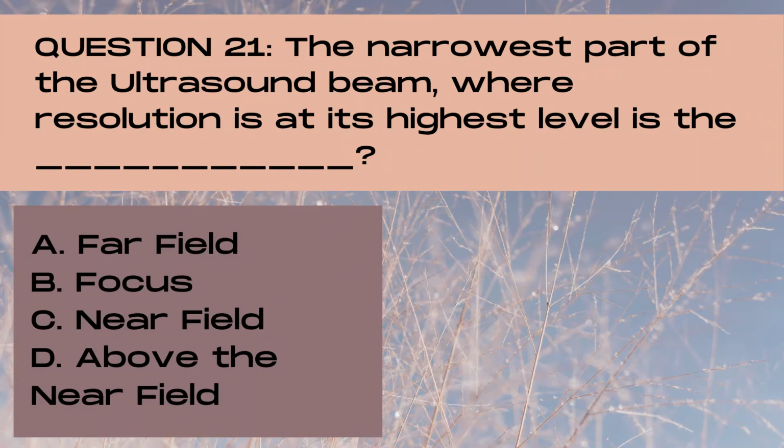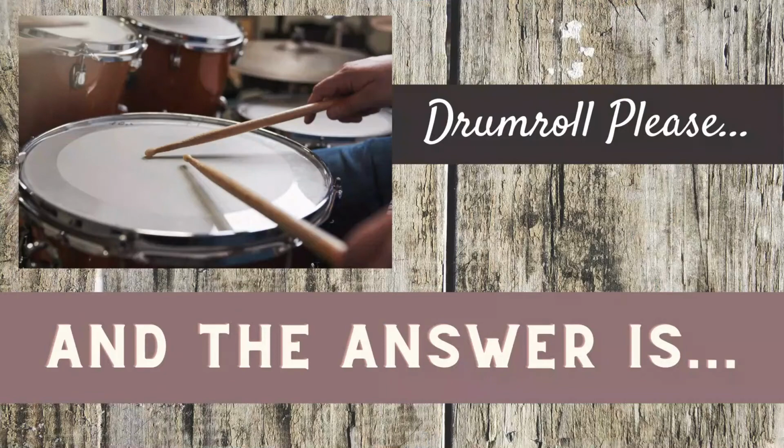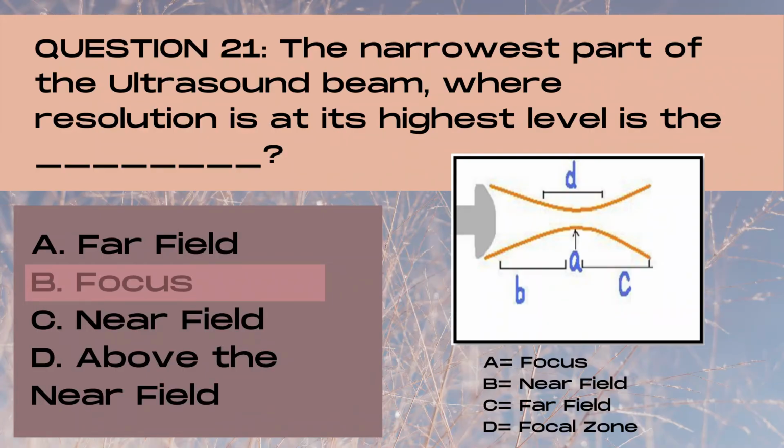Question 21. The narrowest part of the ultrasound beam, where resolution is at its highest level, is the blank. A. Far field, B. Focus, C. Near field, or D. Above the near field. And the answer is B.